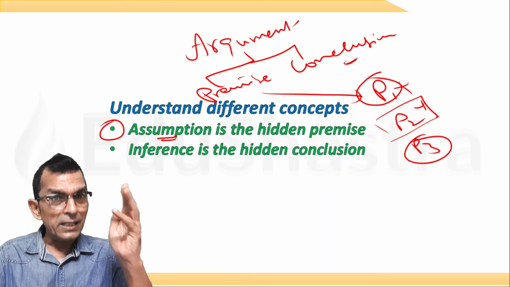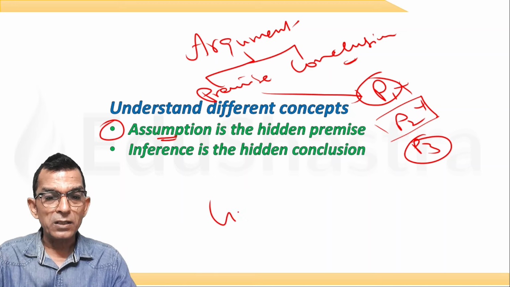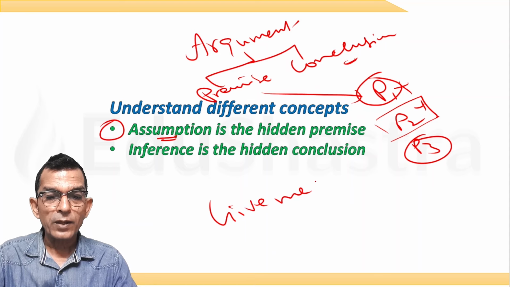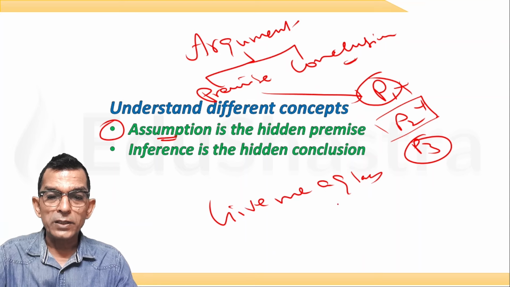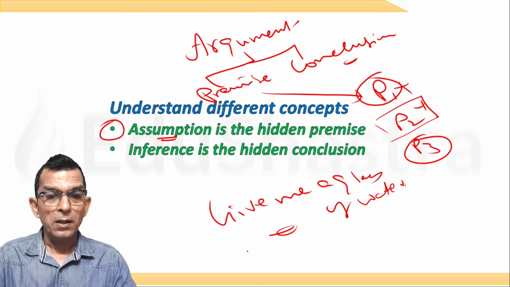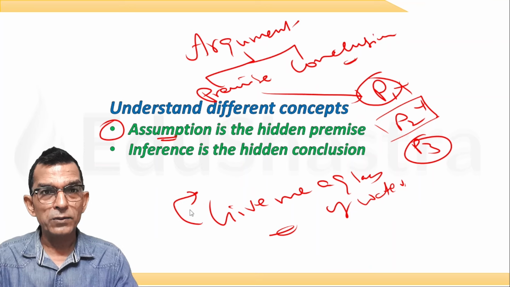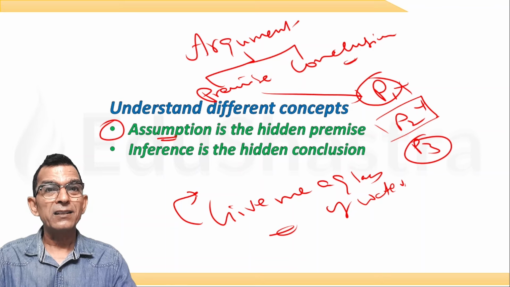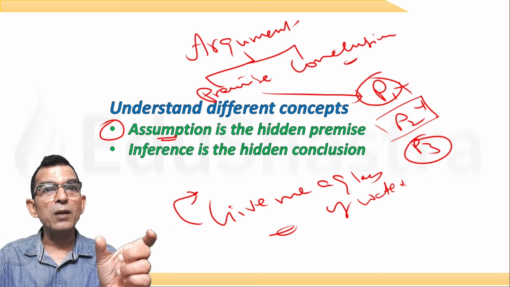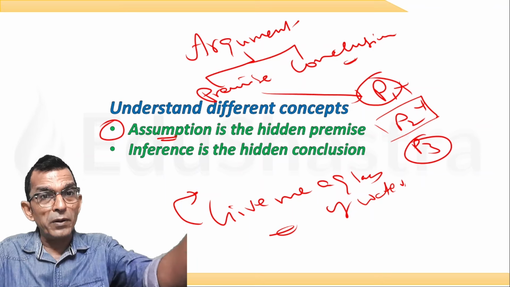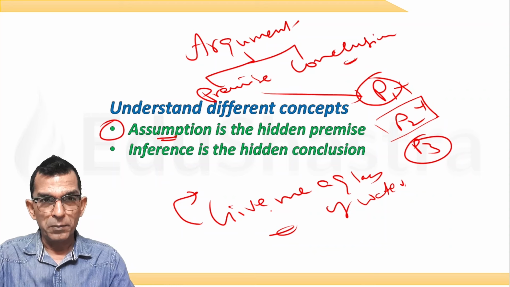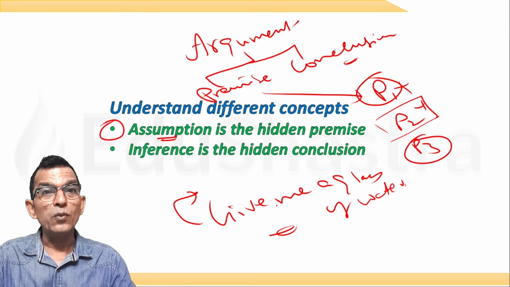Okay, the easiest example for this is this. Give me a glass of water. Now, this is what the author wants, his primary purpose: give me a glass of water. But it must be based on something which the author chose not to tell you, because he understands that it will be a useless sentence. It will be redundancy, because the person who is listening to this sentence will understand the purpose of my asking.